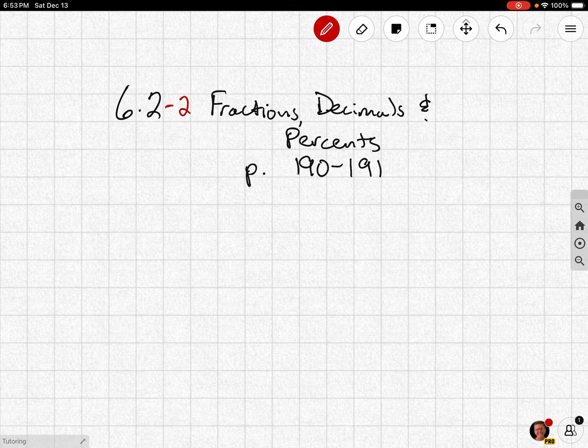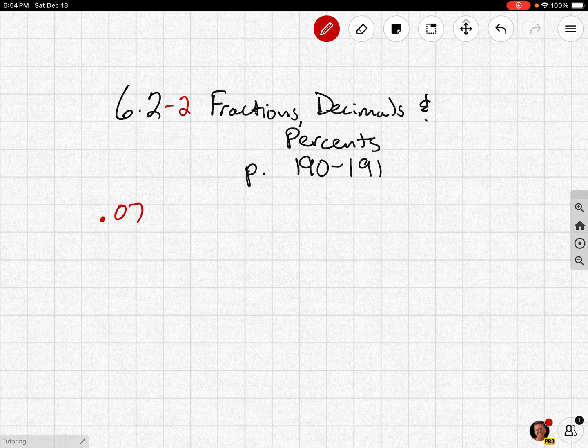Moving on to 6.2, this is the second video in the series on lesson 6.2, fractions, decimals, and percents. We're taking a look at page 190 to start off, down towards the bottom: express decimals as percents. And the first one says express 0.07 as a percent.